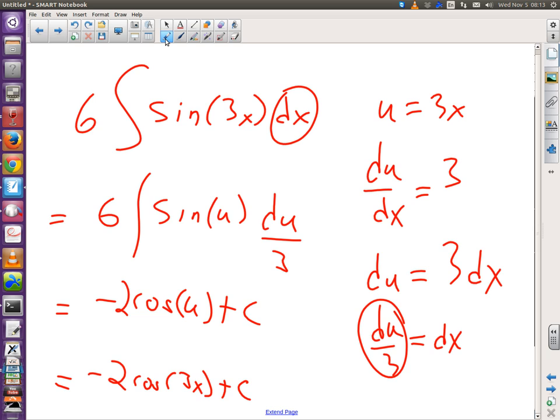I know other people do it differently, but that doesn't work too well sometimes. I did it that way. Okay. All right. Just saying. Where did the du go? We integrated. That's where the du goes.